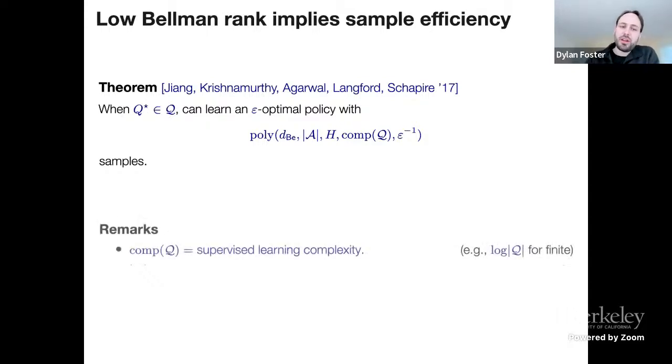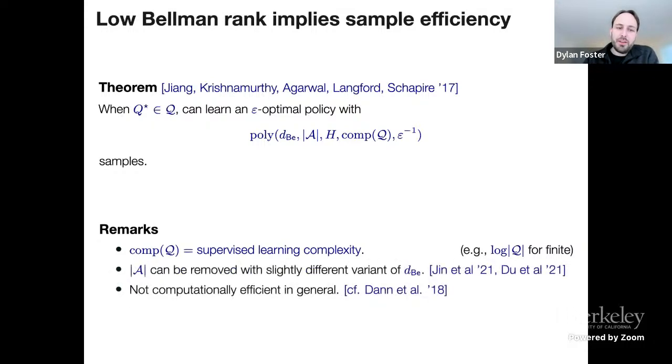And the first thing to focus on here is this statistical complexity comp of script Q. This is exactly what we want. This is like a standard generalization error from statistical learning, like think log cardinality of your function class for finite classes. I'll just make a couple more remarks. So one is the bound I stated here depends on the number of actions. There are other variants of this property that allow you to generalize across actions as well, so you can actually remove the number of actions in your bound in this case.